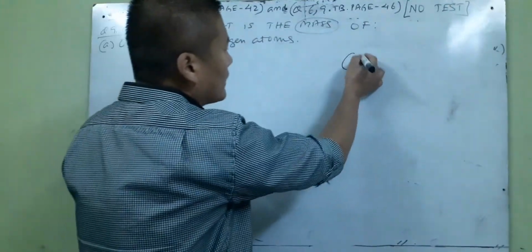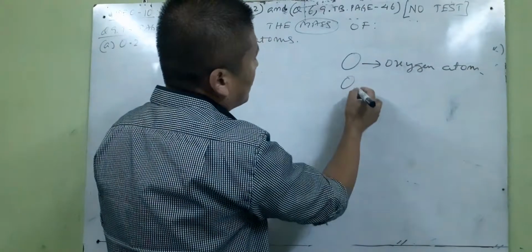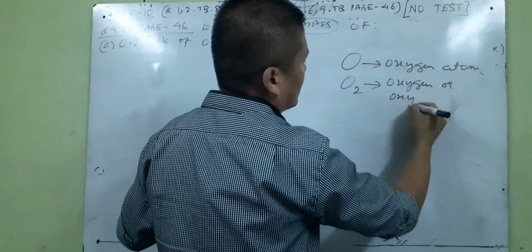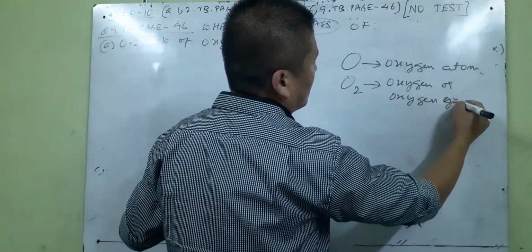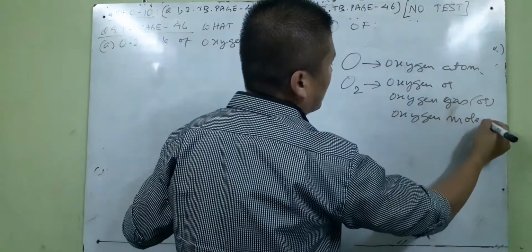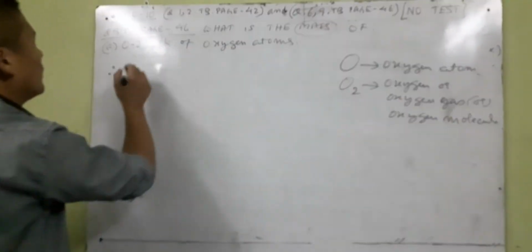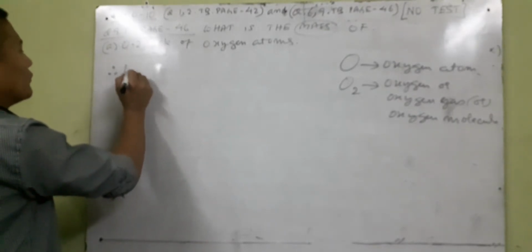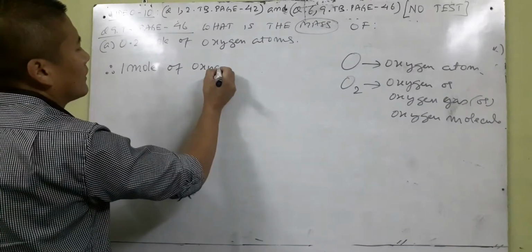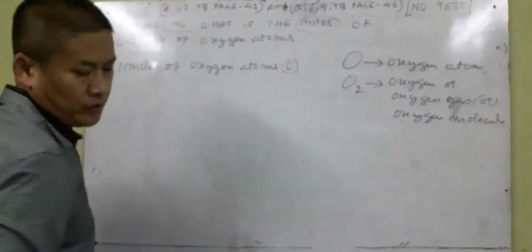Now look here, this is called oxygen atom, single is atom, no number at the back. When we have 2 at the back, this is called oxygen or oxygen gas, or it is also called oxygen molecule, because there is more than one atom. Write it down so that you don't get confused, okay? So you have to use mass and mole to find out the mass. So you write here 1 mole. I'm not writing the formula again because you're familiar with it. Of oxygen atoms, which is O, will be equal to what?